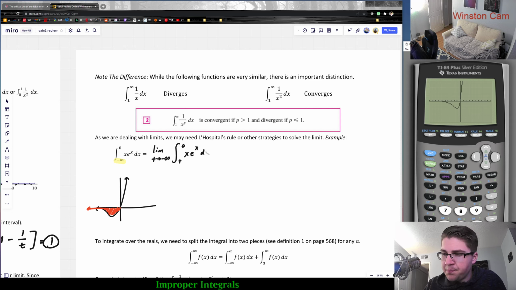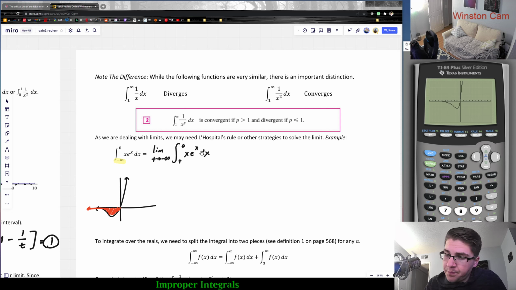x dx. And here, as we know, since it's a product of two functions, we probably are going to need integration by parts. And every other tactic of integration we've been learning in chapter 7, you might need depending on solving the integral, right? Because to progress, we need to figure out what's the antiderivative of x e to the x.